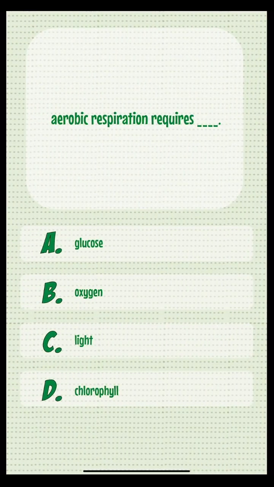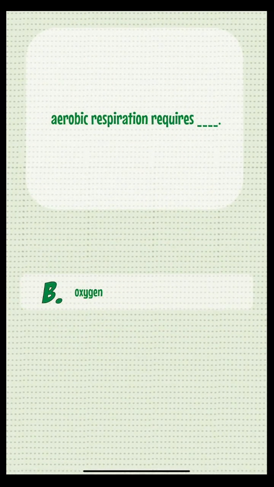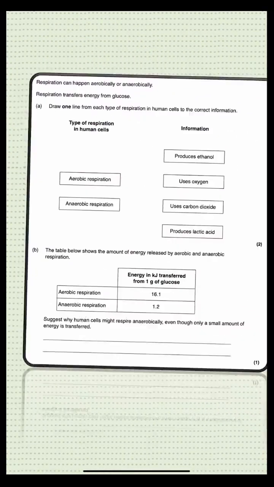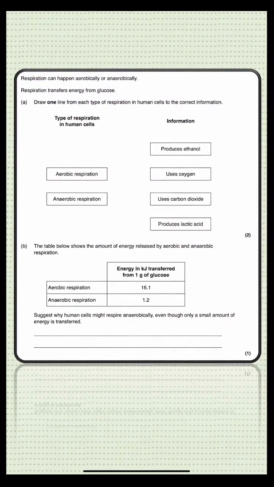Aerobic respiration requires, yes, most of you got this now, oxygen. Well done. Okay, next question. Where am I going to draw these lines? Let me know. So the top one, for aerobic respiration, A, B, C, or D? B, yep. Aerobic respiration uses oxygen, so we said that already.